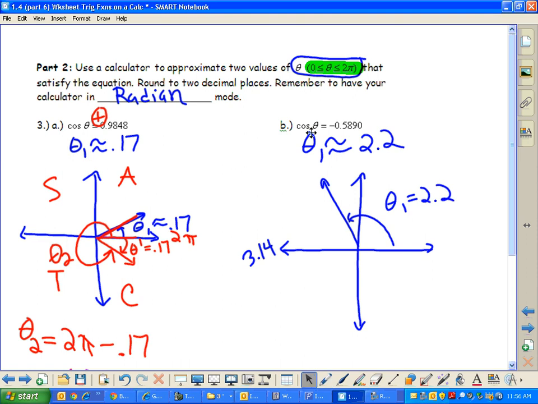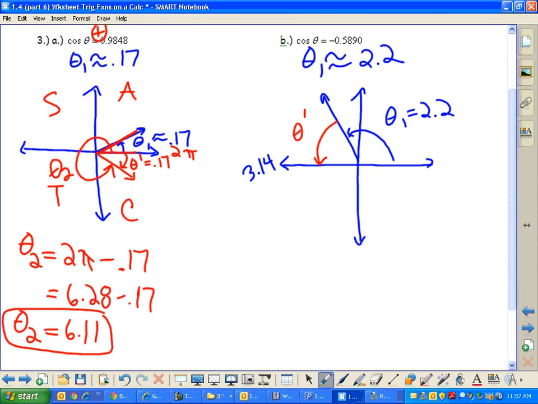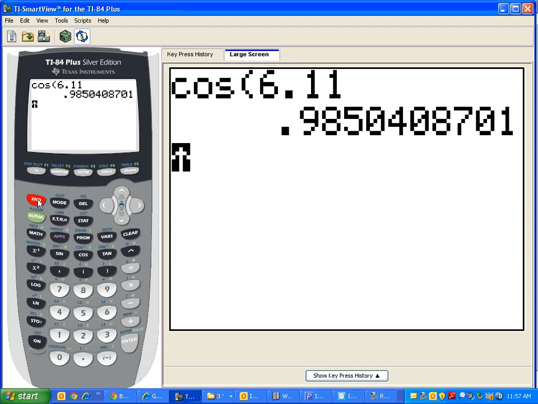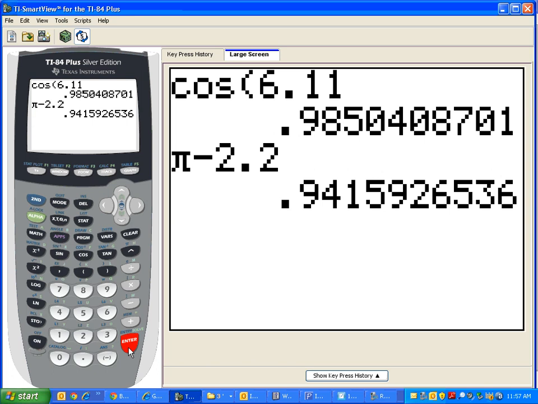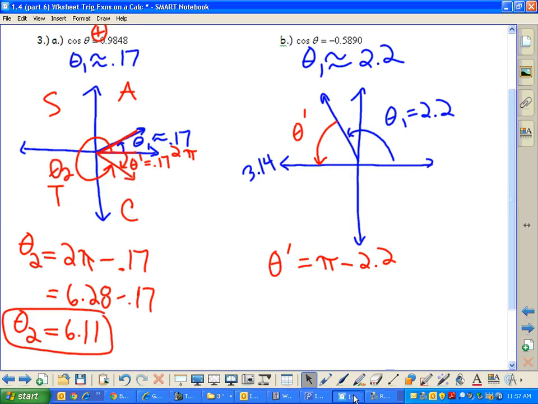After you draw theta 1, step 2 is to find your reference angle, theta prime. How do I find my reference angle in quadrant 2? Good, Joey? Yeah. Good. Perfect. So to get the value of my reference angle, you're just going to do pi minus 2.2. So you can go to your calculator, do pi minus 2.2. We get 0.94 radians for the reference angle. So that's what that is in there.